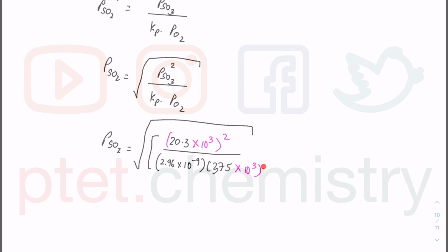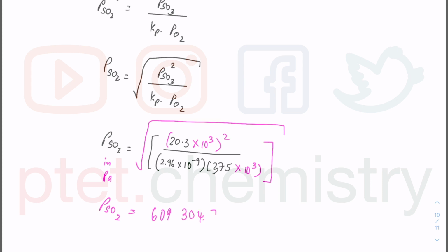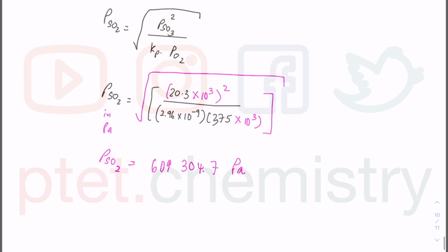Is there a square there? No, there's no square there, because this is the partial pressure of oxygen. This is the partial pressure of SO3. So do the thing in the bracket first. And I'll draw my square root once again. Okay, so I convert that to Pascal. This one will be in Pascal. And then I will get my SO2 partial pressure, put it into a calculator, and you get 609,304.7. This is in Pascal because the unit of the Kp that I used was in Pascal minus 1.